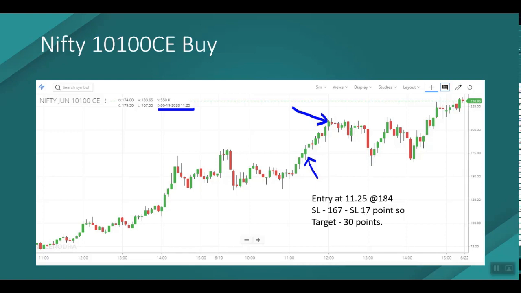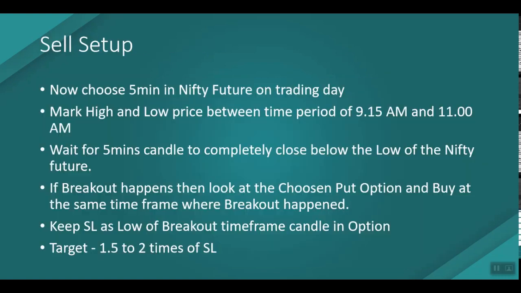The target should be around 1.5 to 2 times the SL, so the target will be 30 points. You can see that the target has been achieved in about 30 minutes. So this is a buy setup. Now this is a sell setup.